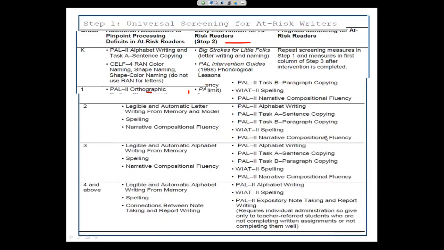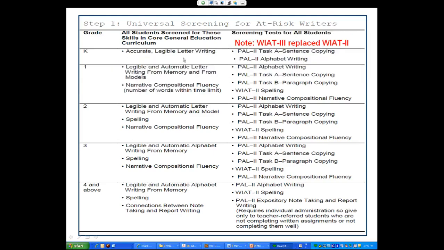If you look at the universal screening for writing, same concept. What are the skills theoretically that you expect me to master at a certain grade level? Again, I'm going to focus on grade 1. You expect the students to be able to write letters legibly, automatically. They should be able to write them from memory as well as from models.